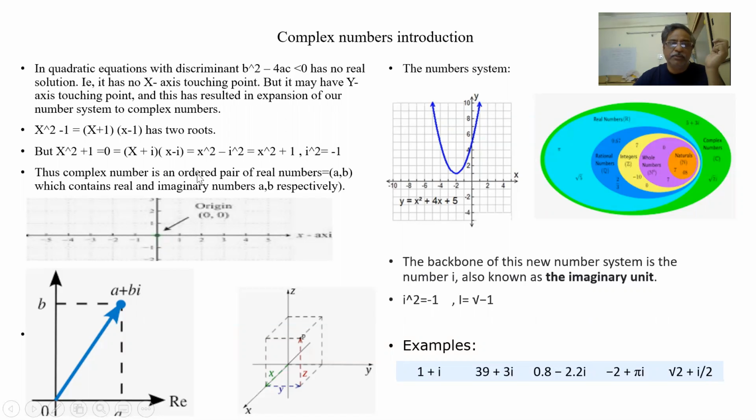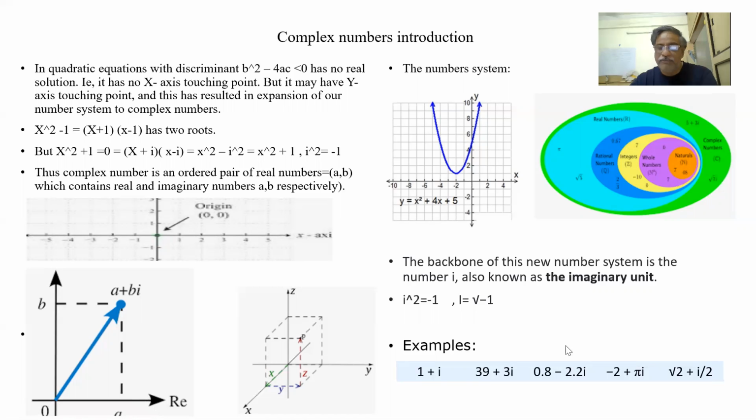Like that, it can be written as x plus i into x minus i. This is x square minus i square. As i square is minus 1, it becomes x square plus 1. So here if I put it 0, I'll get plus i or minus i. Both are roots. i means a root on the y-axis, a 90 degree rotation. I means rotation by 90 degrees.